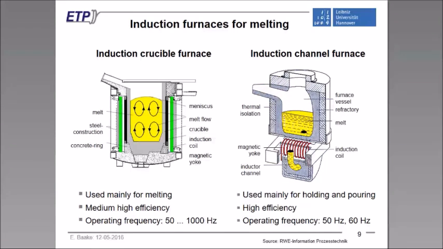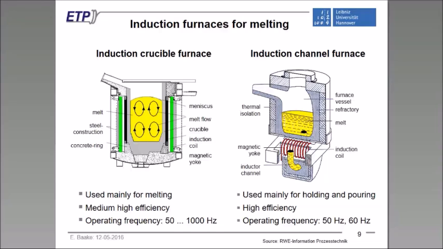For induction melting, there are two classical induction furnaces. One is on the left-hand side, the induction crucible furnace, which is mainly used for melting, which has a medium-high efficiency of about, let me say, 80% for steel, and which is running in operating frequencies from line frequencies up to around about several hundred, let us say 1,000 hertz. The induction crucible consists of a ceramic crucible which is surrounded by the inductor. I will explain more in detail on the next slide.